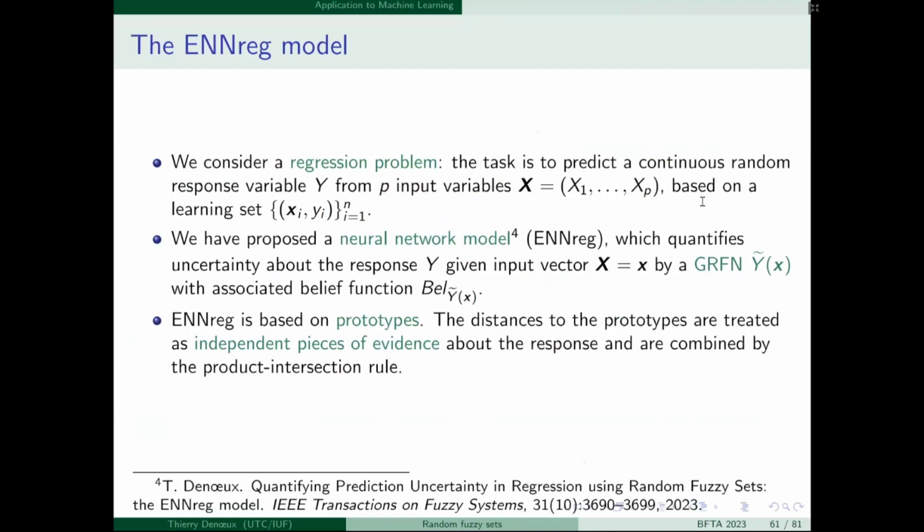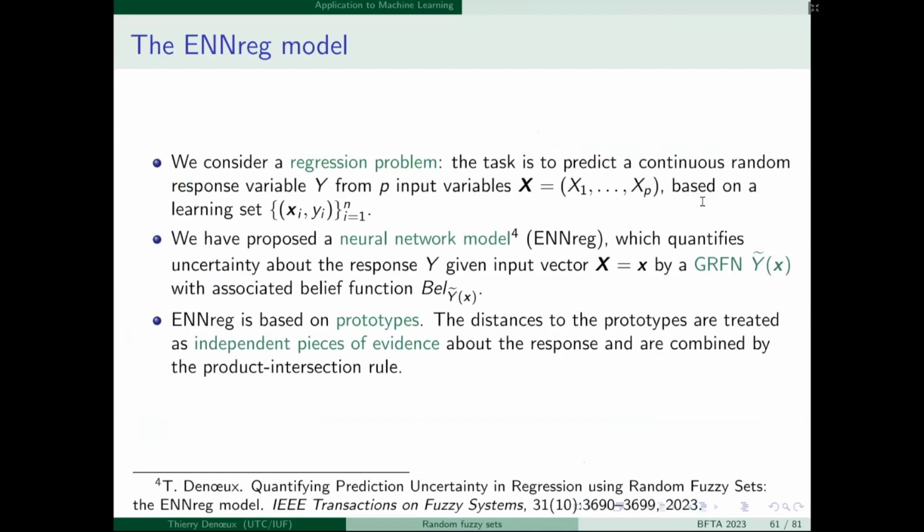So I will describe a neural network model. I call it ENN-REG, which quantifies uncertainty about the response for a given input vector x by a Gaussian random fuzzy number. I will denote it by y tilde of x. And this Gaussian random fuzzy number is associated with a belief function. I call it a predictive belief function.